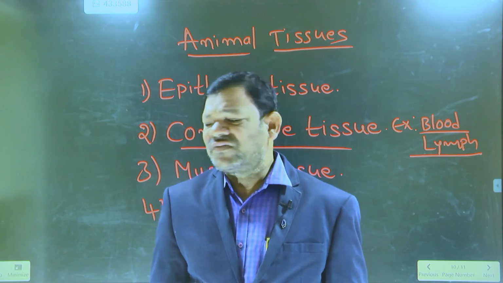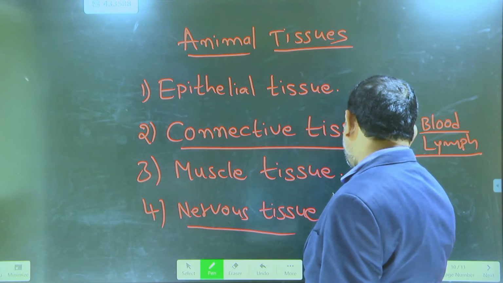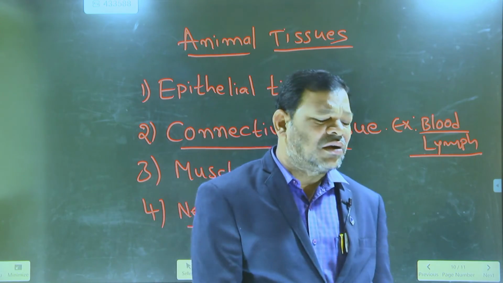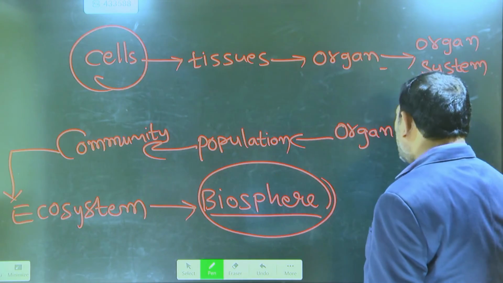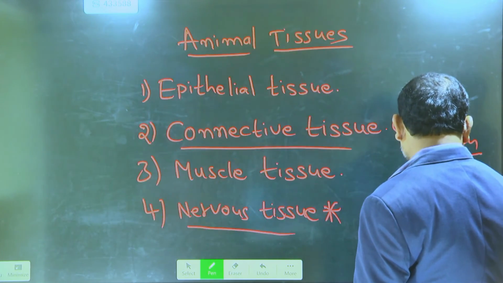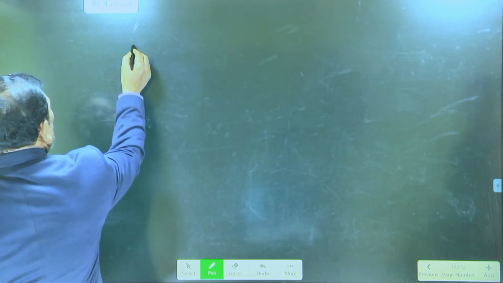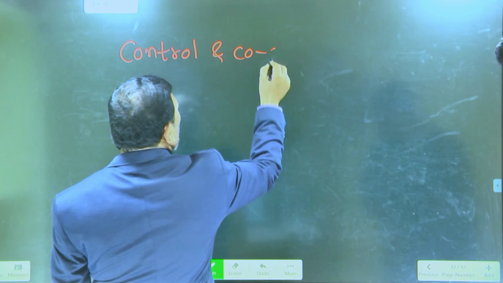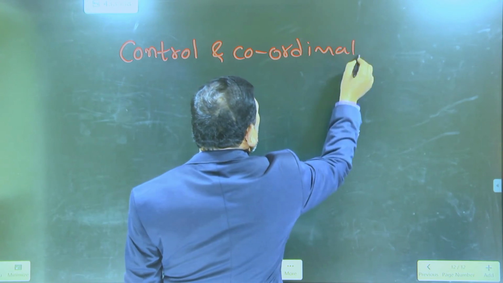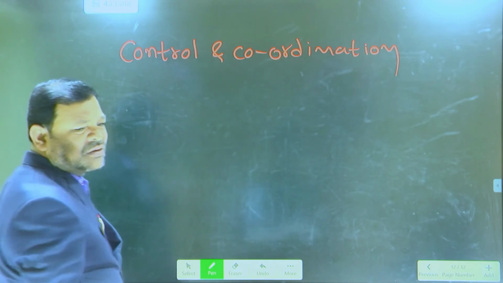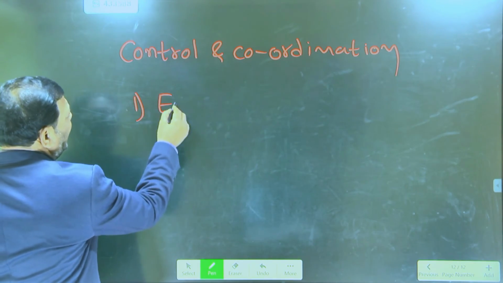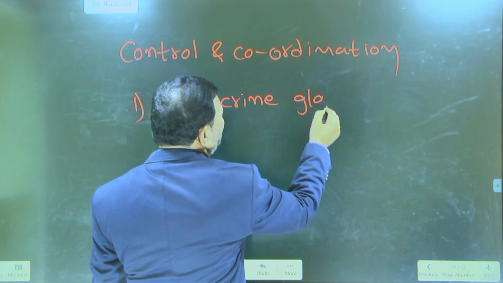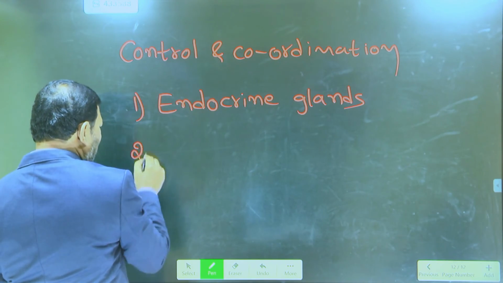Last but not least, the nervous system. Here one point is very, very important. In our body, control and coordination occur in two ways. What is that? Control and coordination occur in the organism in two ways. One is the endocrine glands. Second one is the nervous system.